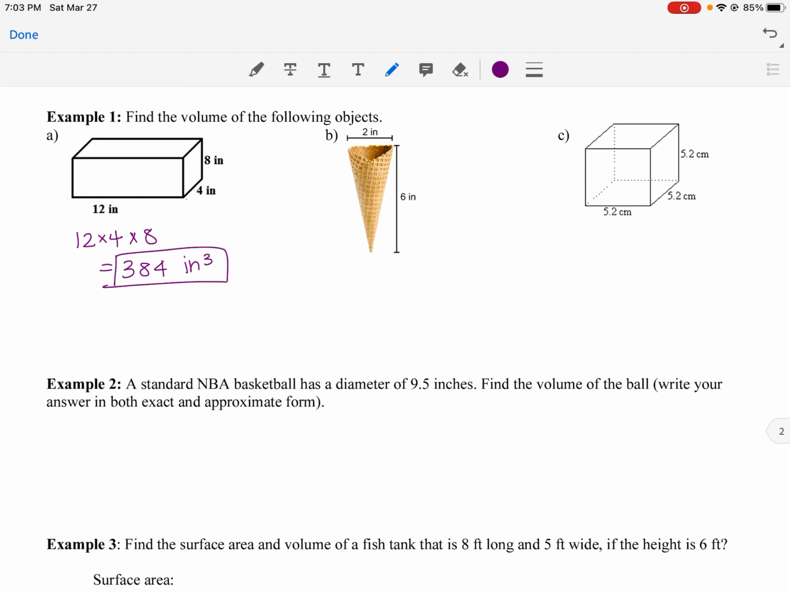Okay, your ice cream cone here is like the cone. So you're going to use the 1/3 pi r squared, which in this case you have to be a little careful, because if the diameter equals 2, to find r, you're going to have to do 2 divided by 2, so the radius is just 1. So I have 1 squared times the height, which is 6. So we end up with 2 pi, which is approximately 6.28 inches cubed.